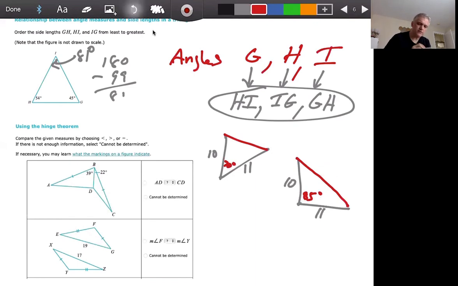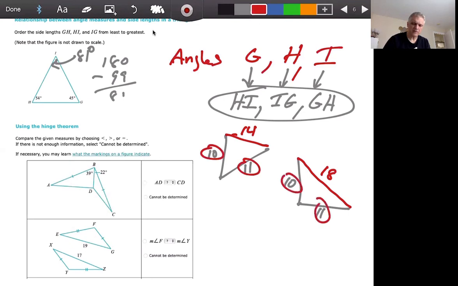Now, conversely, if instead of the angles we're given that third side, let's say this is 14, okay, and this is 18. So if we are given this information, we say, 10, 11, 10, 11. So we know something about the angles that are created by the 10, 11s. You look at the opposite side. Okay, because 18 is greater than 14, this angle, the starred angle, is going to have a greater measure than this angle, right?